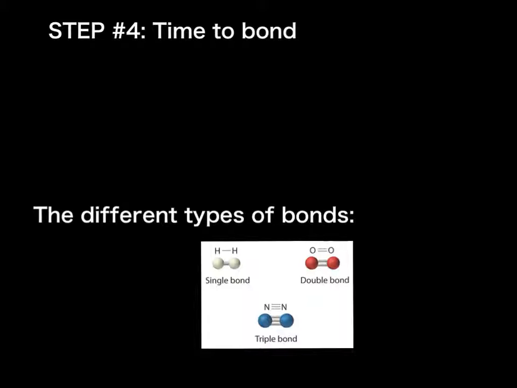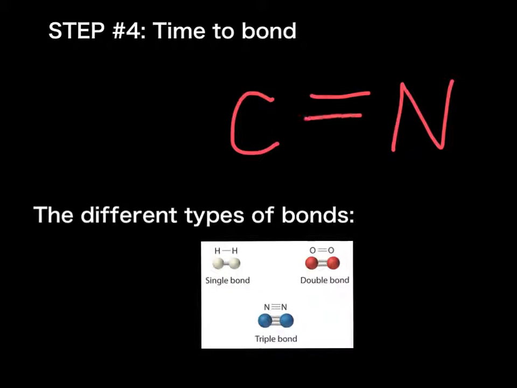Step 4 is time to bond. Since we know that carbon is our central element with 4 open bonding sites, and that nitrogen is in need of 3 electrons, we know that a triple bond will be needed. Now, carbon only needs 1 electron, while a hydrogen also only needs 1, meaning that there will be only a single bond between these 2 elements.